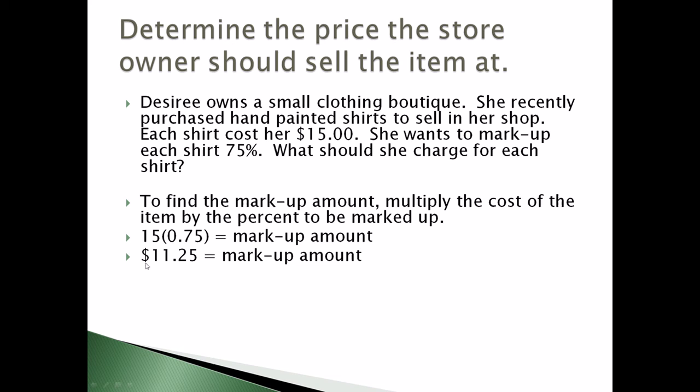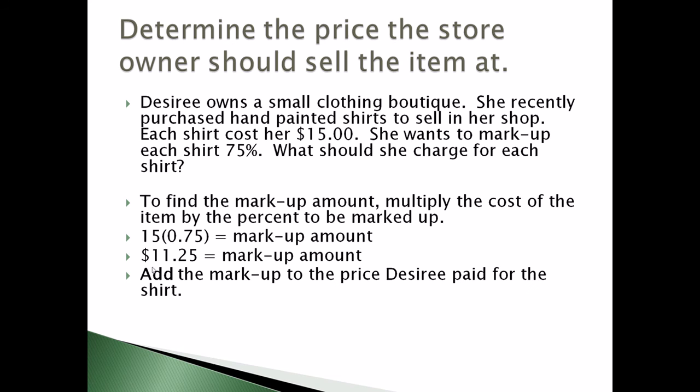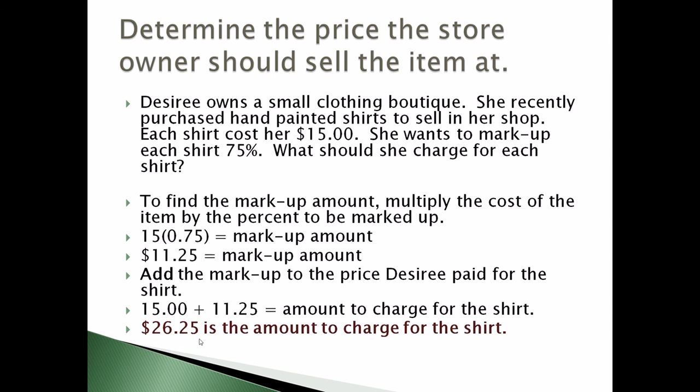So what do we do with it? That's right, we got to add it. We need to add the markup to the price Desiree paid for the shirt. So that's the $15 plus $11.25, and that's the amount she needs to make the tag on the shirt for. So she needs to put $26.25 as the cost of the shirt.